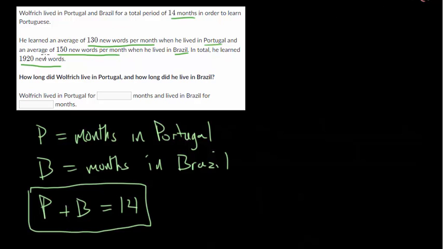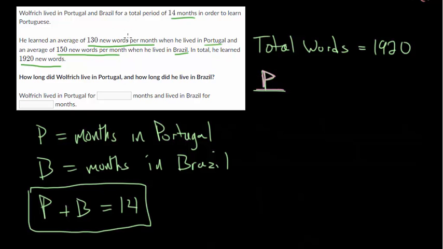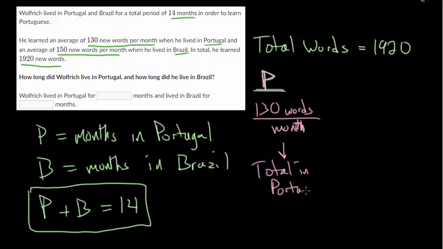So we know the total words learned would be 1920. So let's write that down. Total words equals 1920. And for Portugal, let me change colors here. For Portugal, he's learning 130 new words per month. So the total amount of words in Portugal, well, it's 130 words per month, but if we multiplied that by the number of months he was staying in Portugal, then that would give us the total amount of words in Portugal. So this would be 130 times P. And to make sense of this, if he lived there for 3 months at 130 words per month, you would multiply by 3, and that would be 390 words.